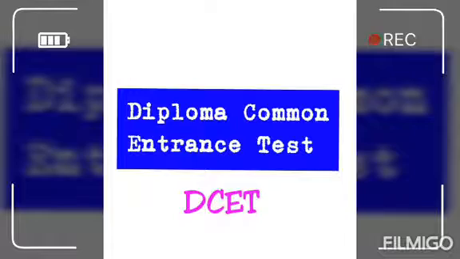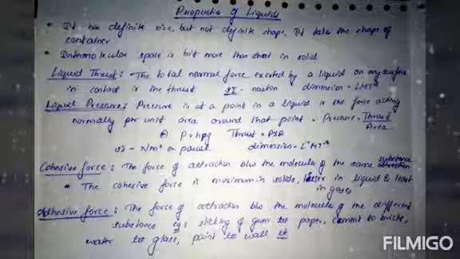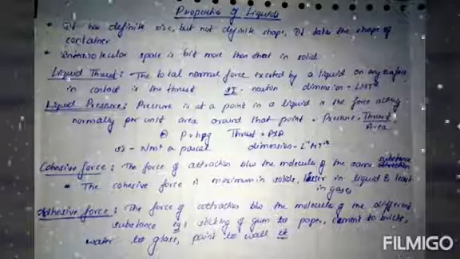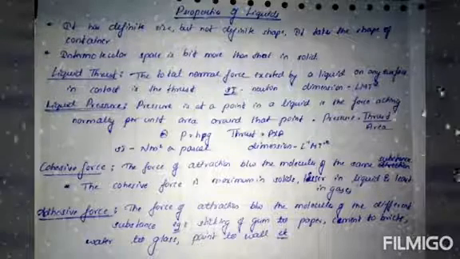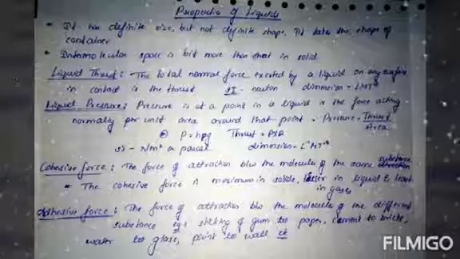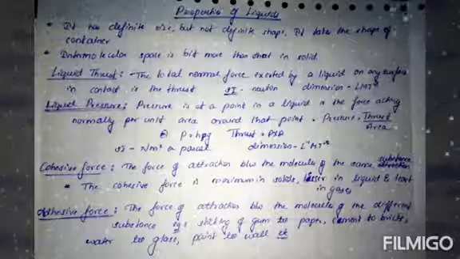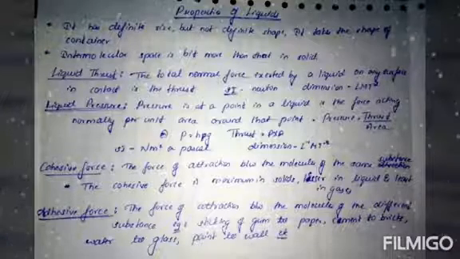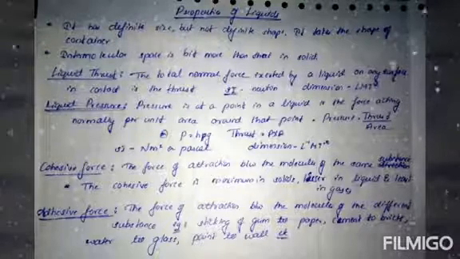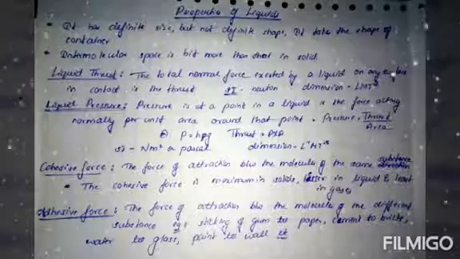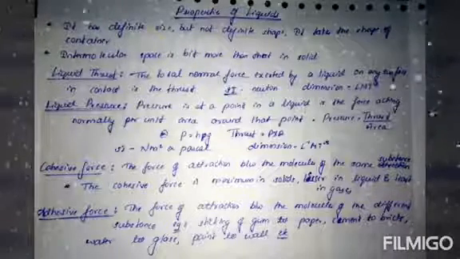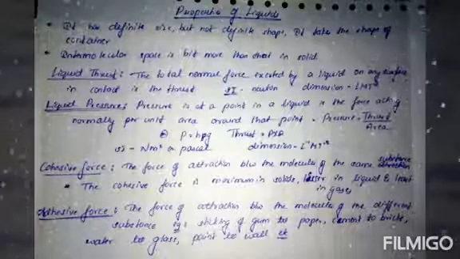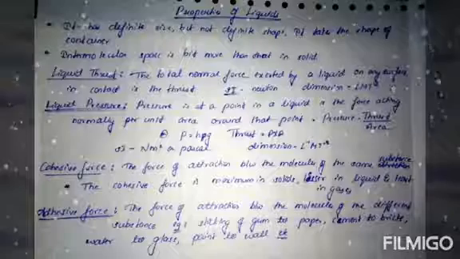So yeah, let's begin. In properties of liquids, what do you mean by liquids? What is the main property of a liquid? It has a definite size but not a definite shape; it takes the shape of a container. A definite size means the amount of liquid it has, but it will acquire the shape of the container. In liquids, the intermolecular space is a bit more than in solids.